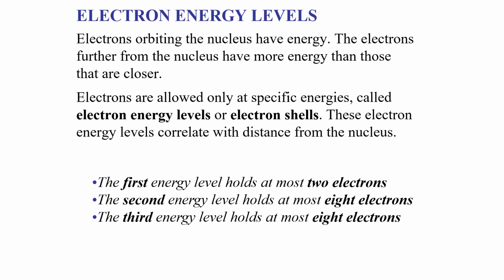The third energy level can also have at most 8 electrons, and we're not going to worry about filling up the fourth or the fifth energy levels. In biology, we're dealing mainly with the first, second, and third energy levels in our atoms. So again, the electrons are only allowed to be at certain specific distances. They're not allowed to be at other ones. The ones that are allowed are called electron energy levels or electron shells.